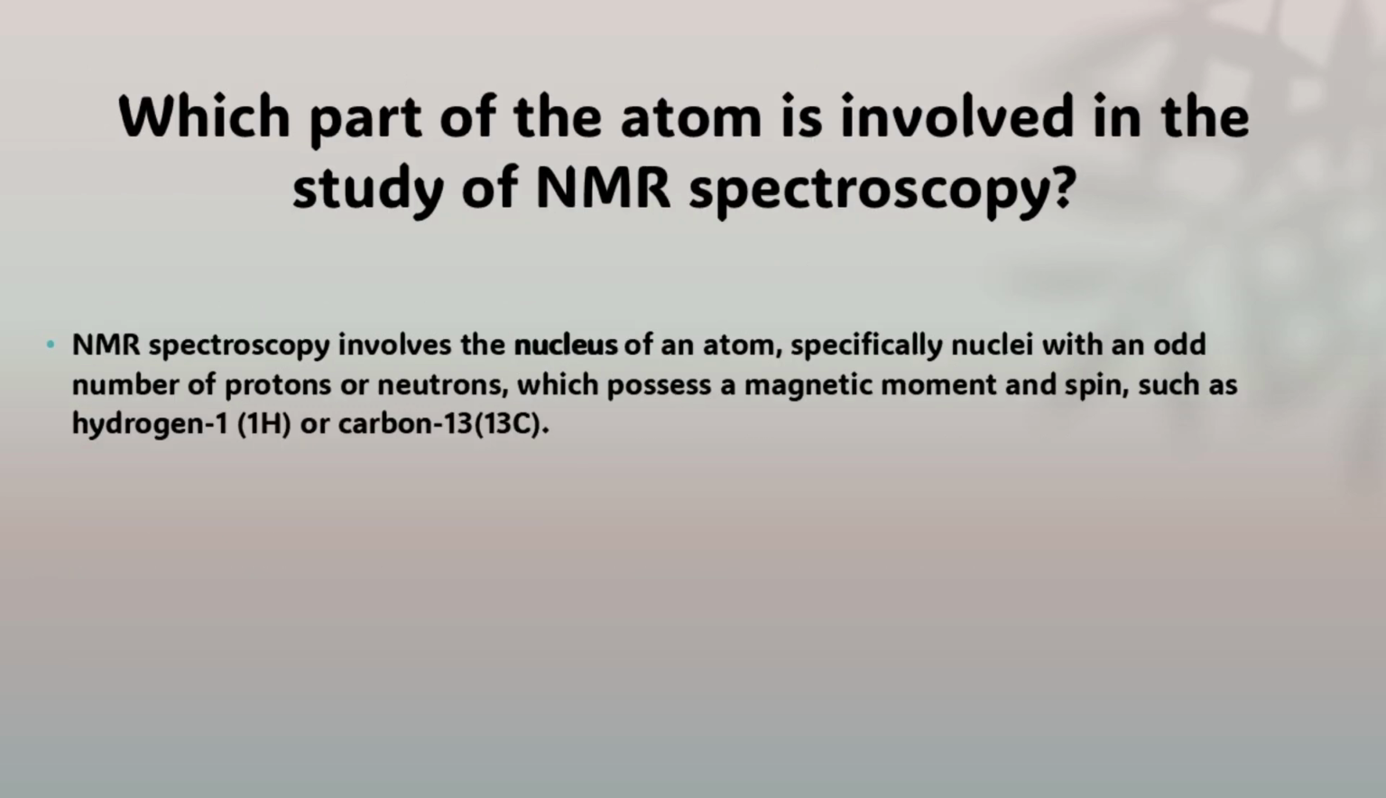The next question is question number 5. Which part of the atom is involved in the study of NMR spectroscopy? The answer to this question is, NMR spectroscopy involves the nucleus of an atom, specifically nuclei with an odd number of protons or neutrons, which possess a magnetic moment and spin, such as hydrogen 1H, or carbon-13, 13C.